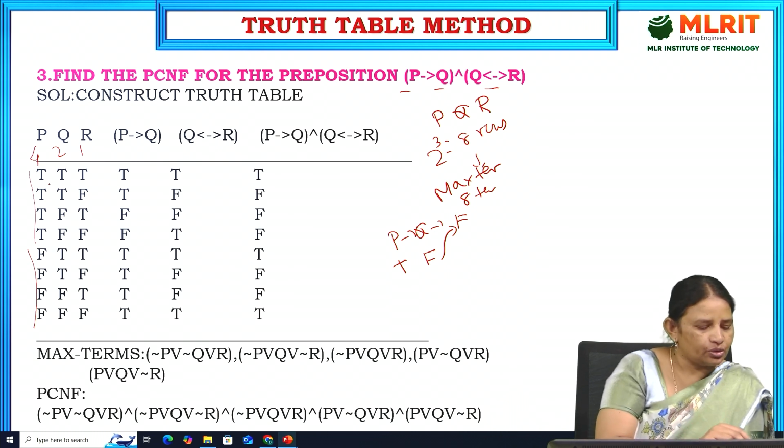P implies Q: true, true is true. True, false is false. Even false, true also returns true only. False, false is also true.